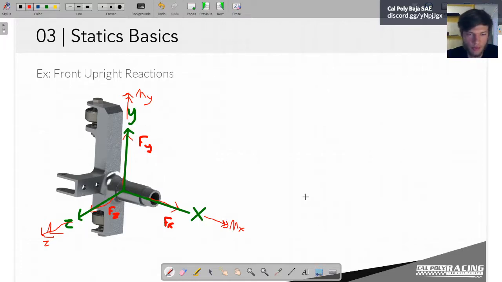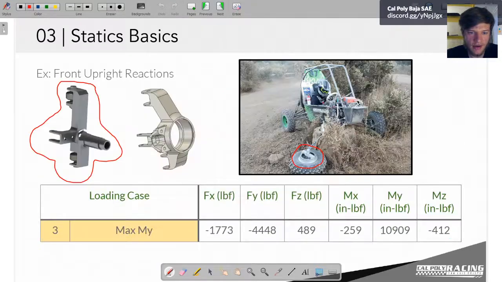So I'll go back to our slide here and copy those down really quickly. That was minus 1773, 4448, 489, 259, and 909, and minus 412.